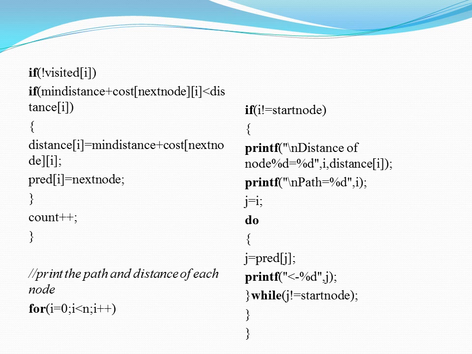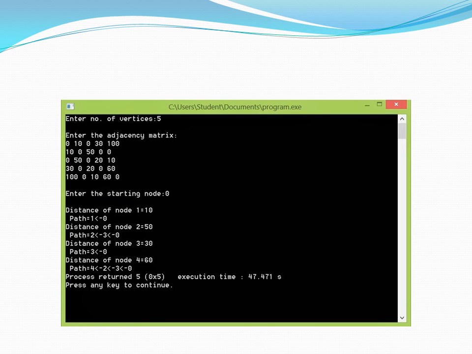After that, using a for loop, we are checking that if it is not the start node, then we are displaying the distance, then we are displaying the path. After that, using a do while loop, we are displaying the predecessor value. This is the output.